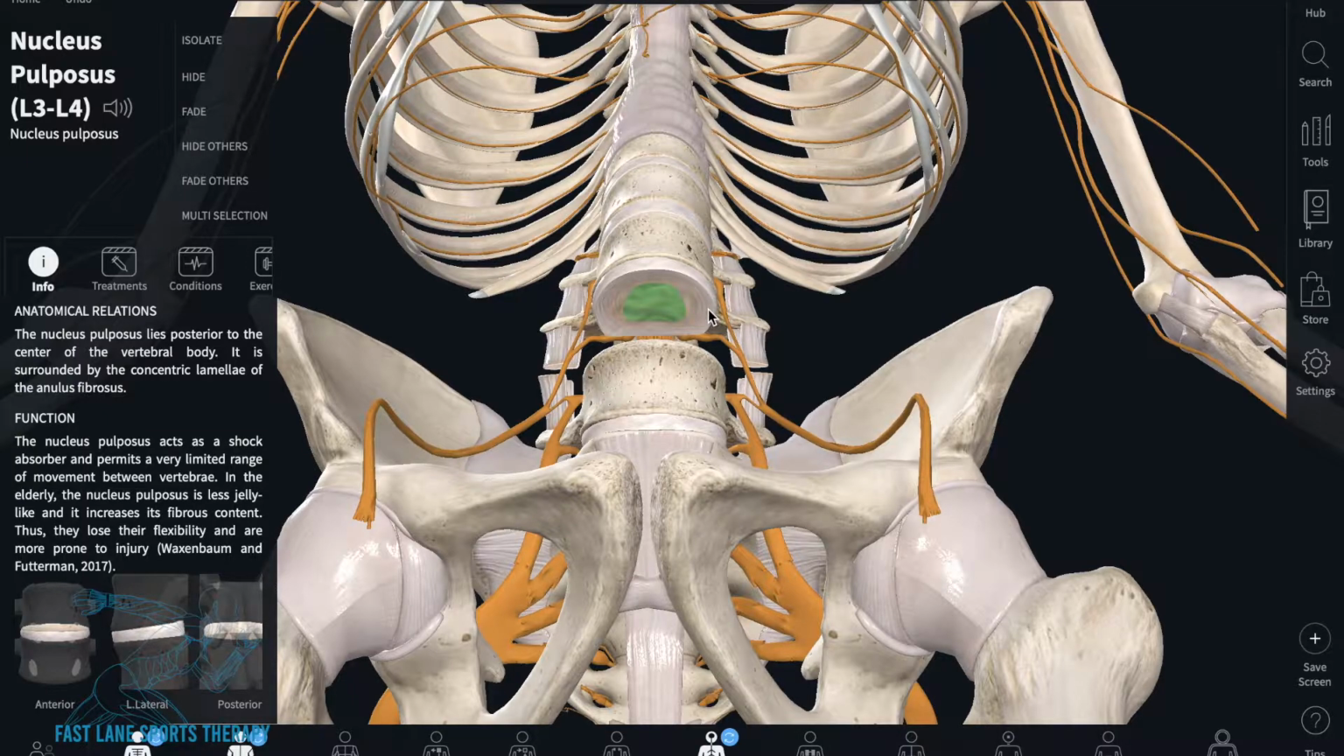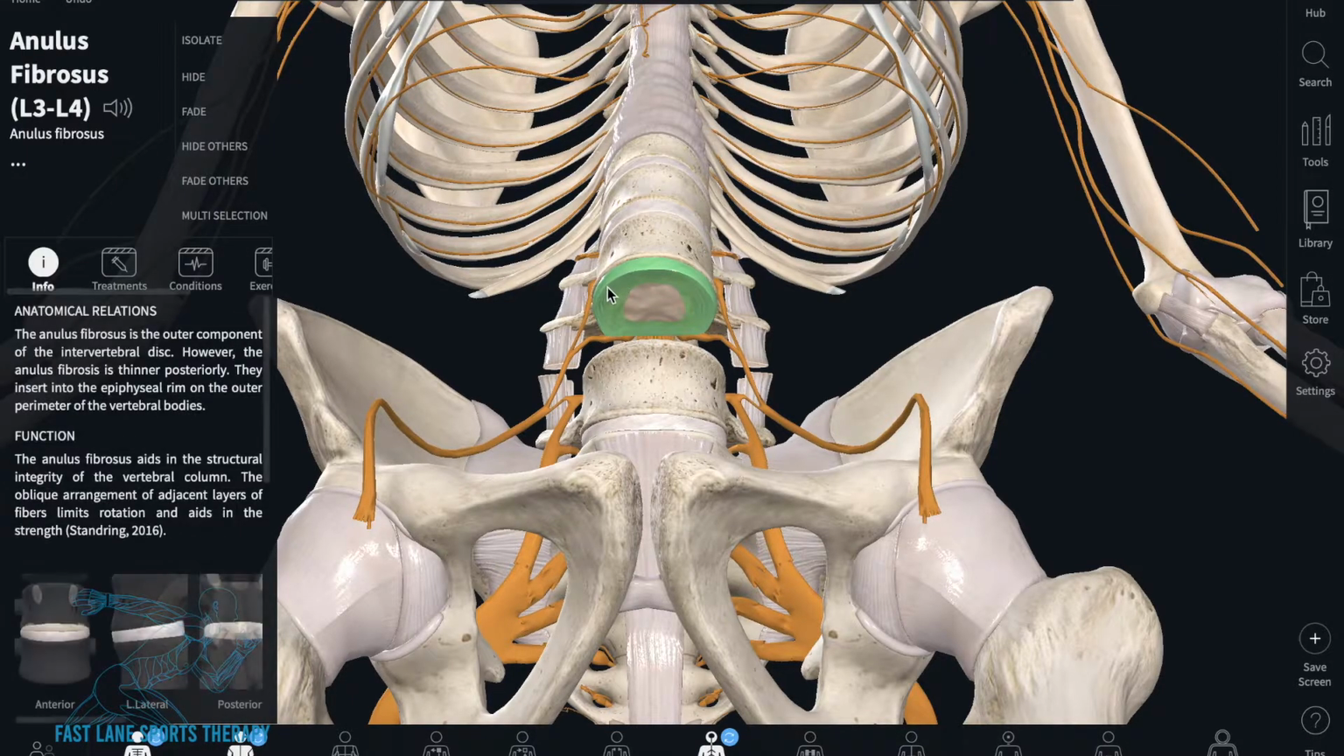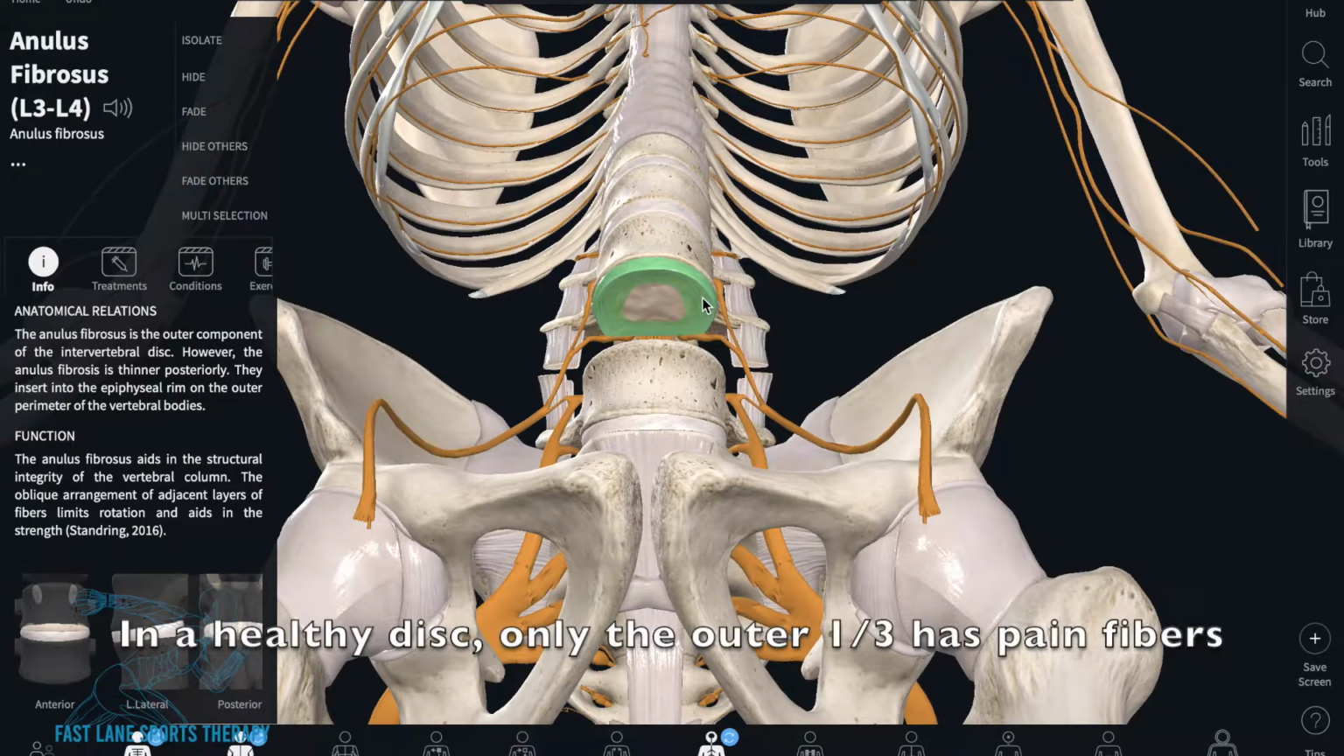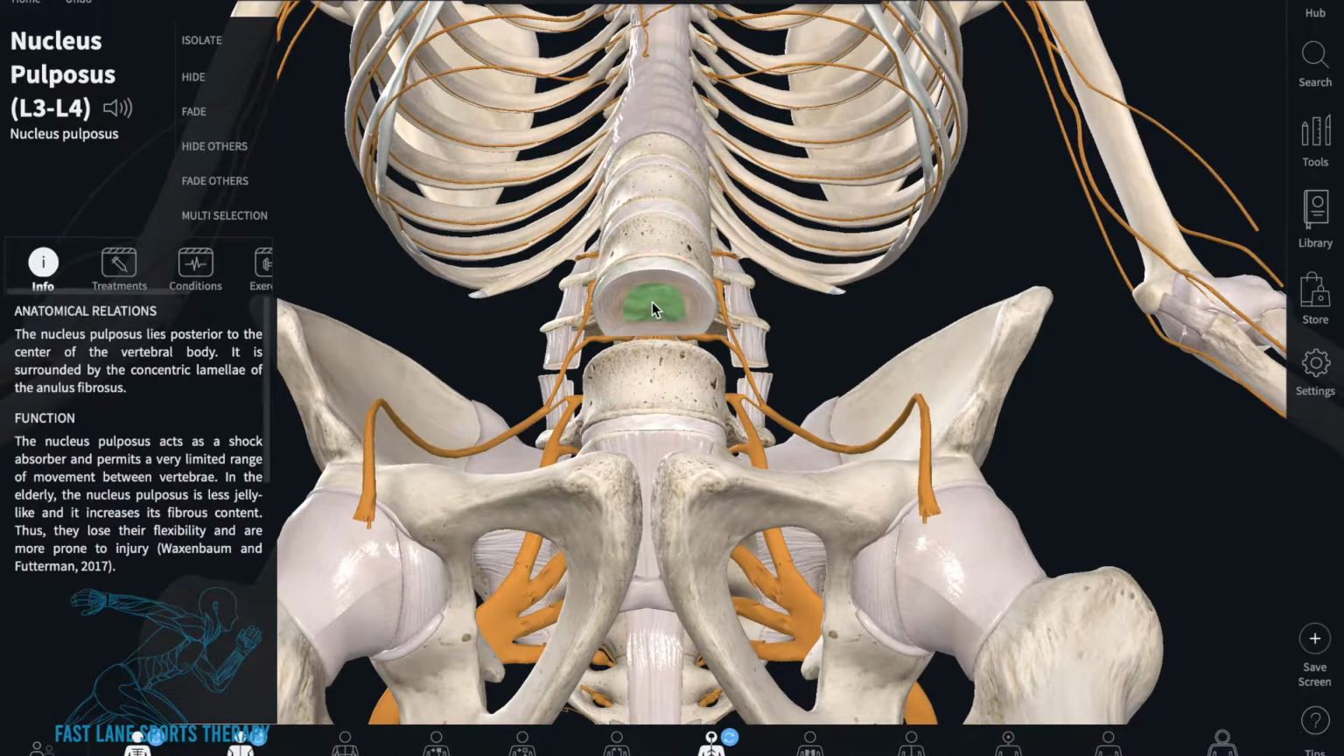And that's problematic because the outer third of the disc is what is innervated by nerve cells. So you can only really feel pain when that inner third, that jelly, starts herniating out and affecting those nerves on the outer third of the disc.